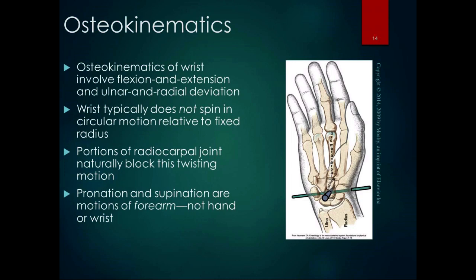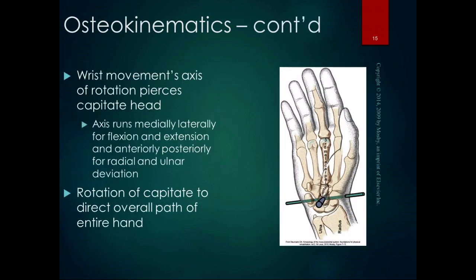So it's 2 degrees of freedom, and we can do circumduction because that's the combination of flexion, extension, and ulnar and radial deviation in the case of the wrist.